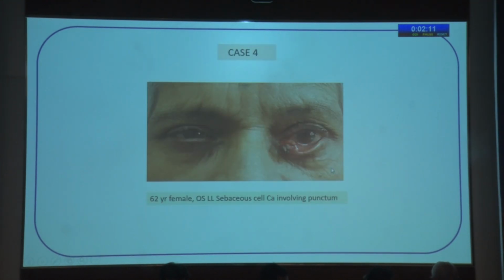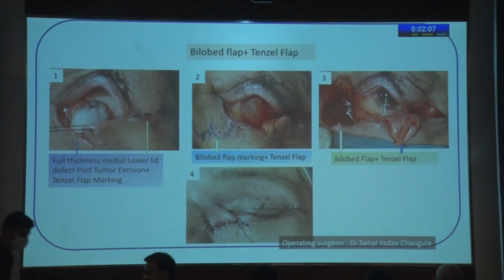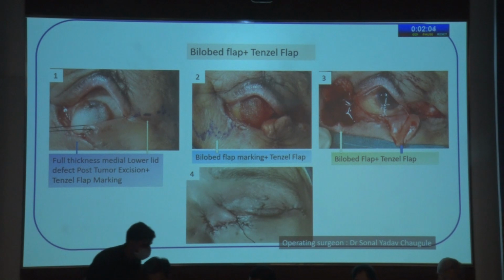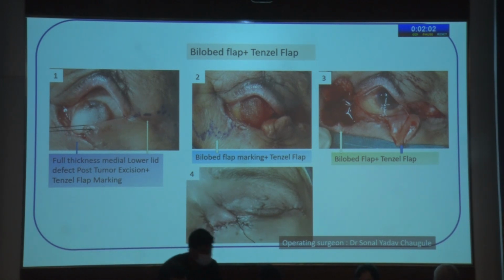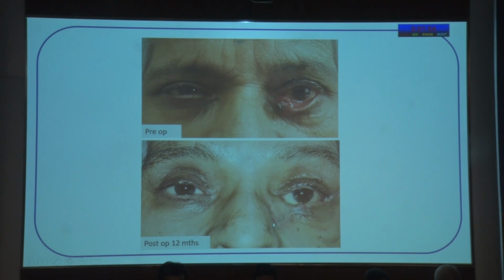This was a 62-year-old female patient presented with left eye lower lid sebaceous cell carcinoma involving the punctum. A combined approach of bilobed flap with tensile flap was planned for this patient. Here in the third image we can see intraoperatively both the flaps, and this is the immediate post-operative picture. This is post-op 12 months. A shallow notch was there in the lower lid.